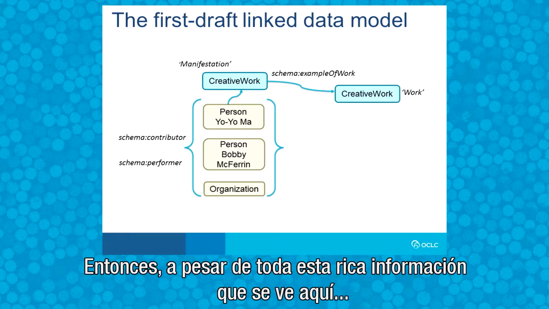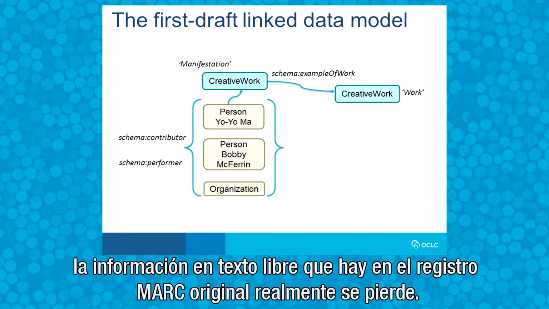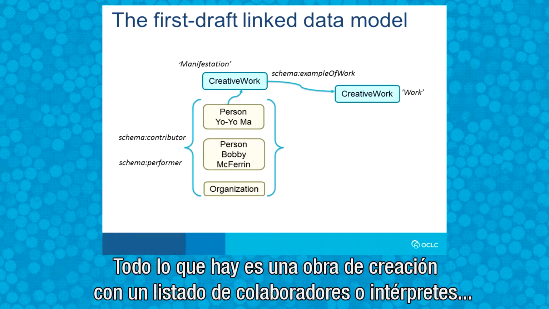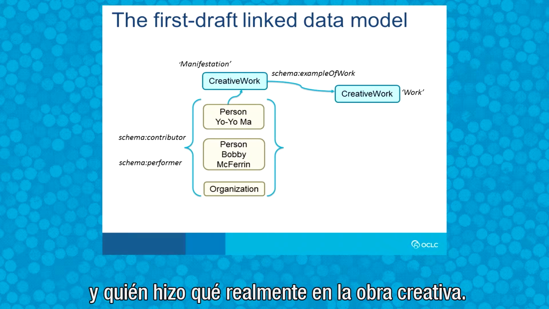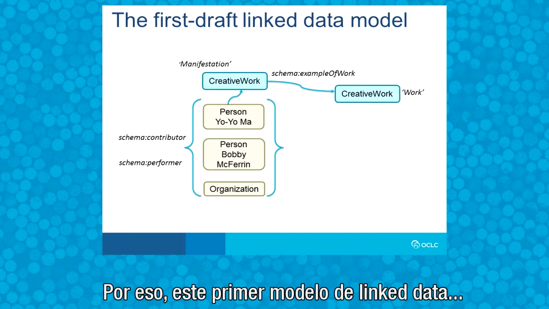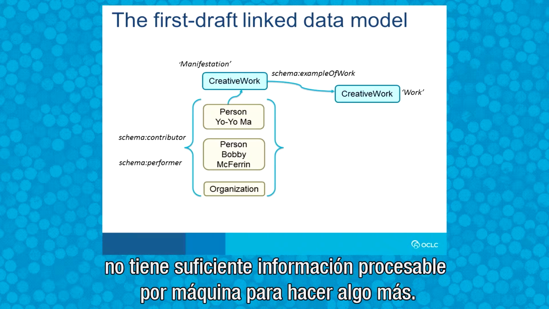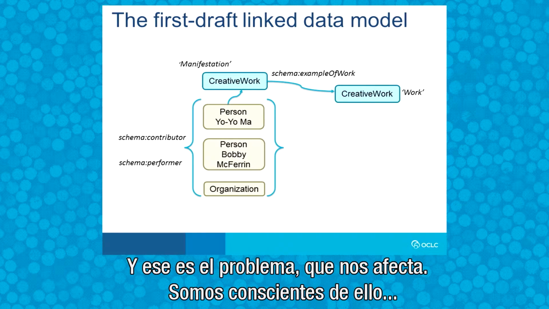But then beyond that, all of this rich information that you see here, and actually the information that you see in the original MARC record, but only in a free text field, is missing. And so all you get is the creative work with a list of contributors or performers, and that's it. And so you don't know who did what to which track, and really who did what to any creative work whatsoever. And so that first draft linked data model doesn't have enough machine processable information to do anything much more than this. And that's the problem that we're trying to solve.